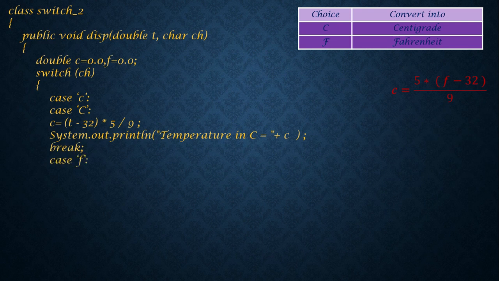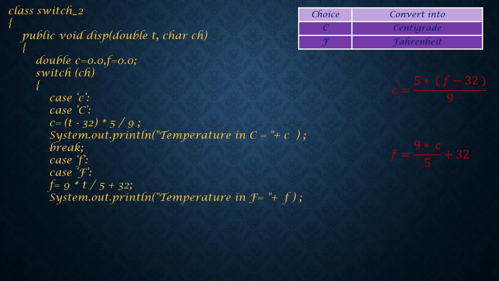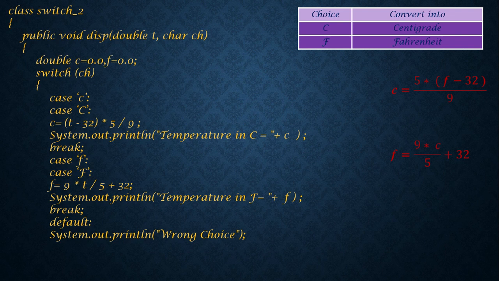In the same manner, if my user has provided a small letter f or a capital letter F, for both these situations my Fahrenheit formula will get triggered, which is this one. After calculating, I am displaying the Fahrenheit value and I will execute it. And if such a situation comes where none of the four values are matching, then it should show an appropriate result that you have entered a wrong choice.